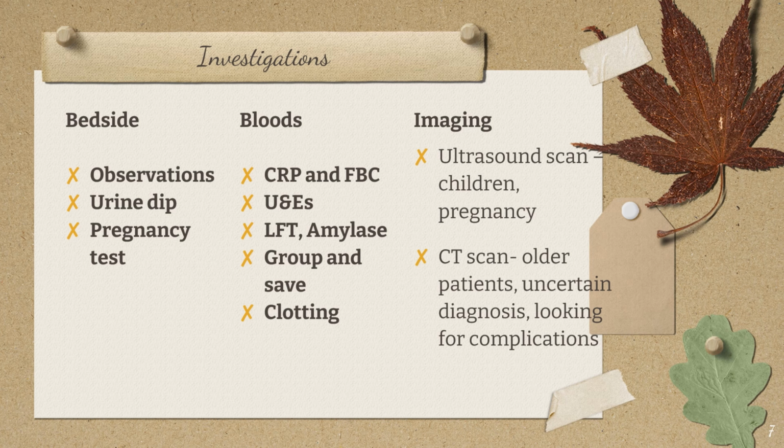There are 2 types of imaging which can be performed. The first is an ultrasound scan, which is often used in children, in pregnancy, and in females in whom we cannot exclude gynae pathology. And the second, which is a more accurate form of imaging, is to do a CT scan. These are often used in older patients, or if the diagnosis is uncertain, or if we're looking to rule out complications, for example, a perforation or an abscess.